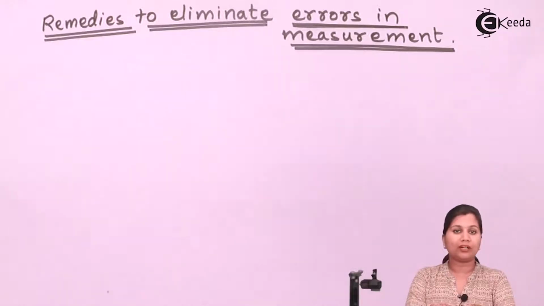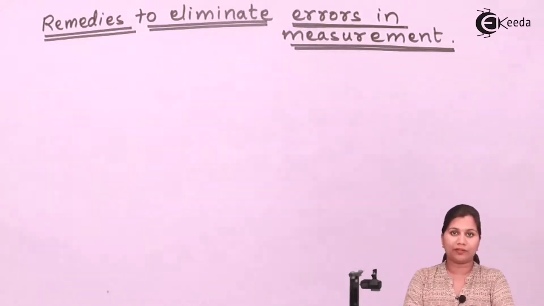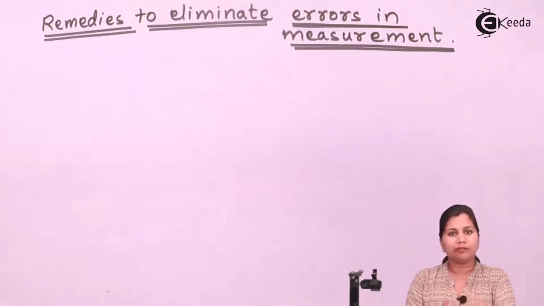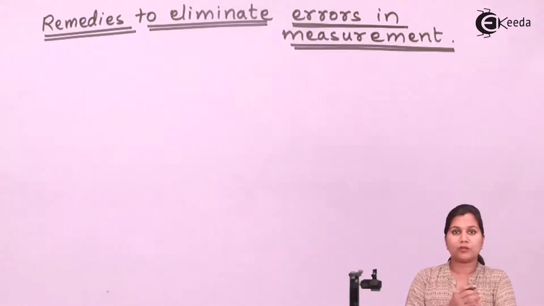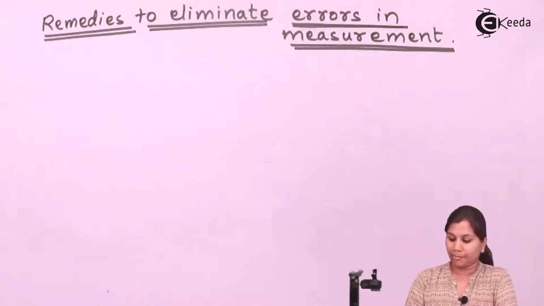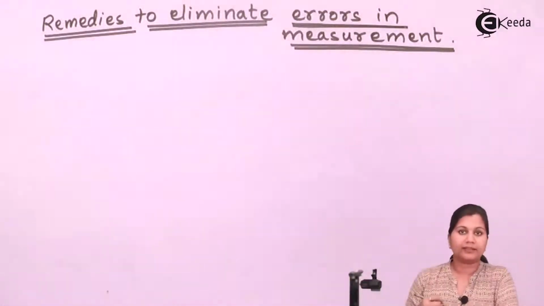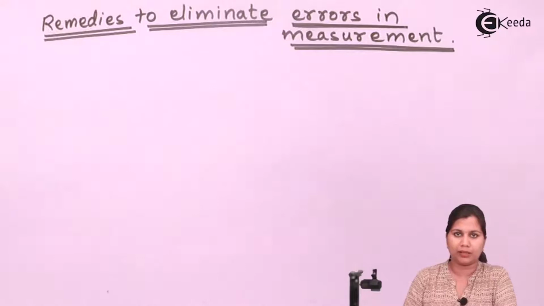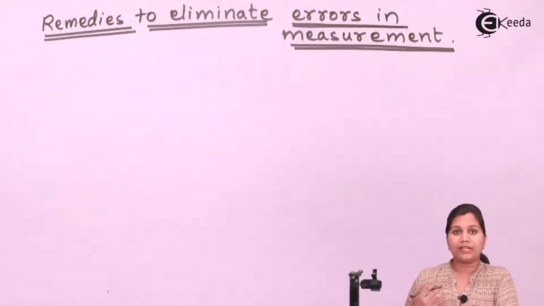It means that we are not getting the actual value of that physical quantity, but some different value. So error is the difference between the true value of that quantity and the measured value, that is, the value which we have measured. Now these errors can arise due to different reasons, and we express these errors in various ways.